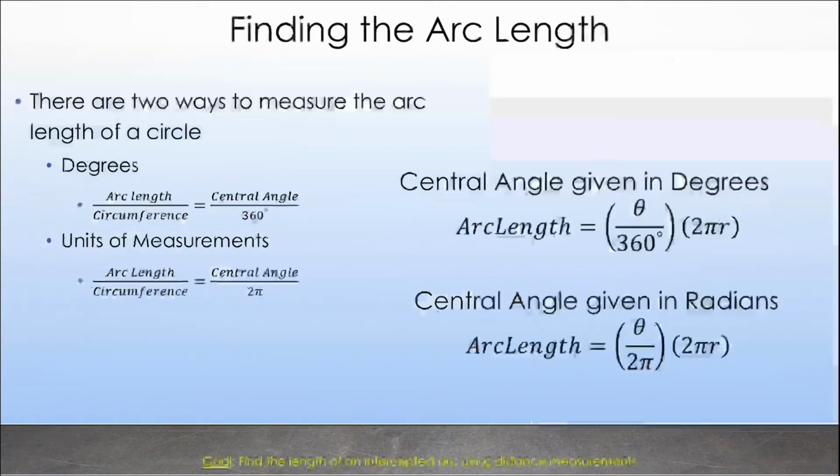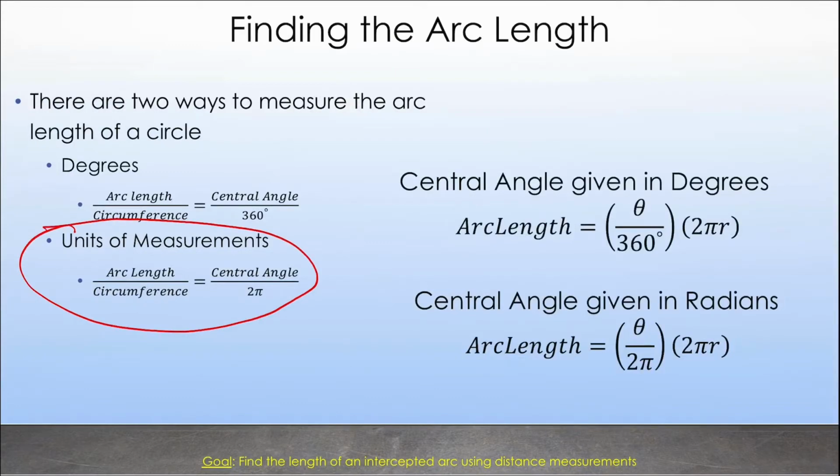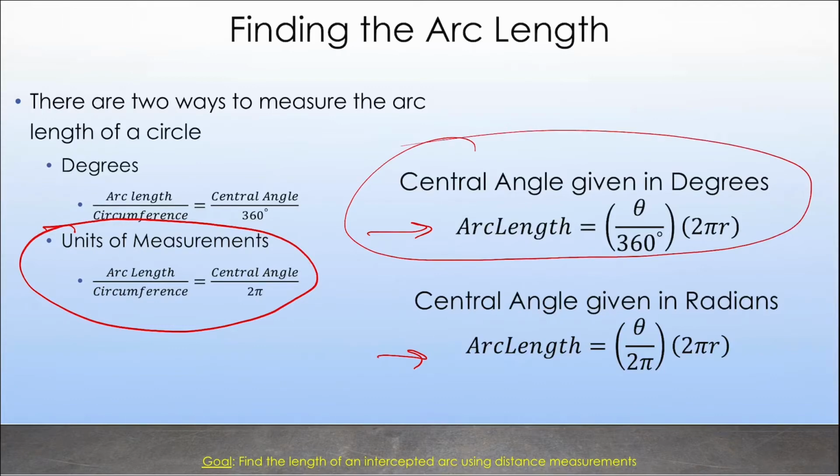Okay, so finding arc length. There are 2 ways to measure the arc length. We can measure it in degrees, or we could measure it as a length, so a measurement. And this is the one we're going to use today. If they give you that central angle in degrees, we're going to use this equation. If they give it to you in radians, we'll use that equation. But this is all it is.